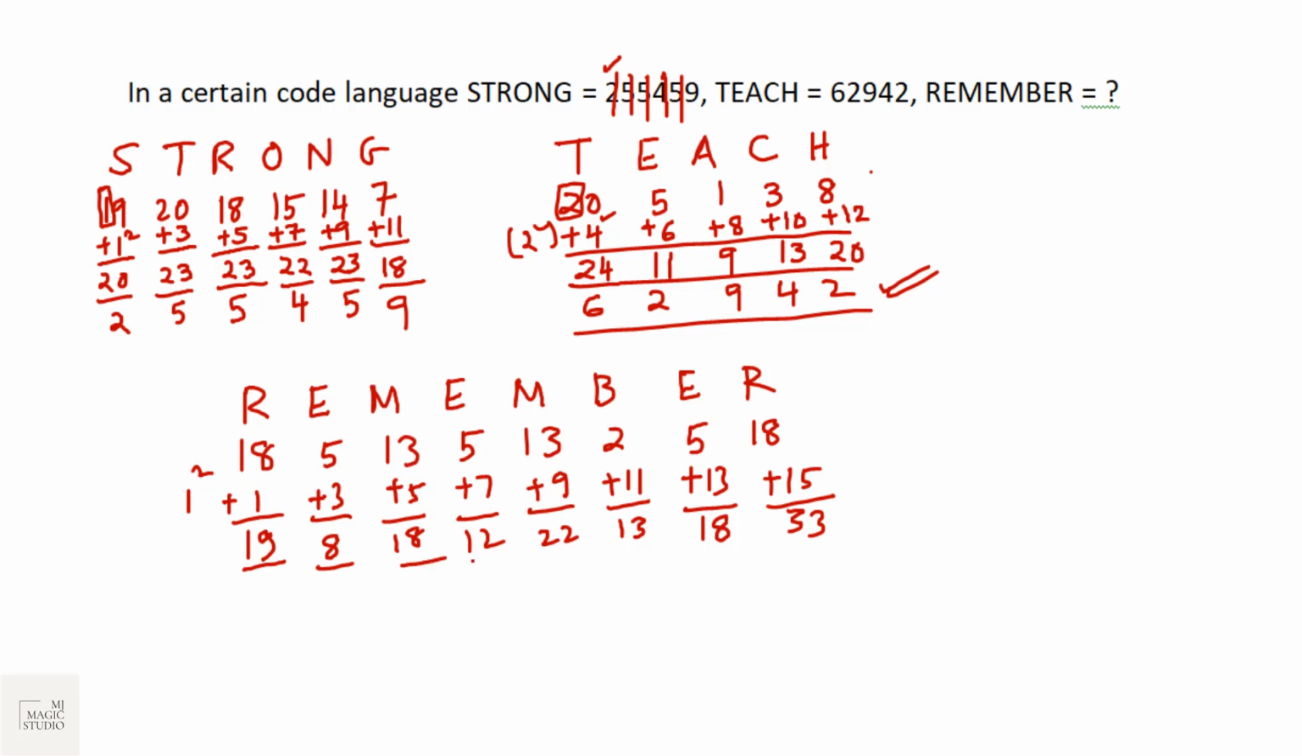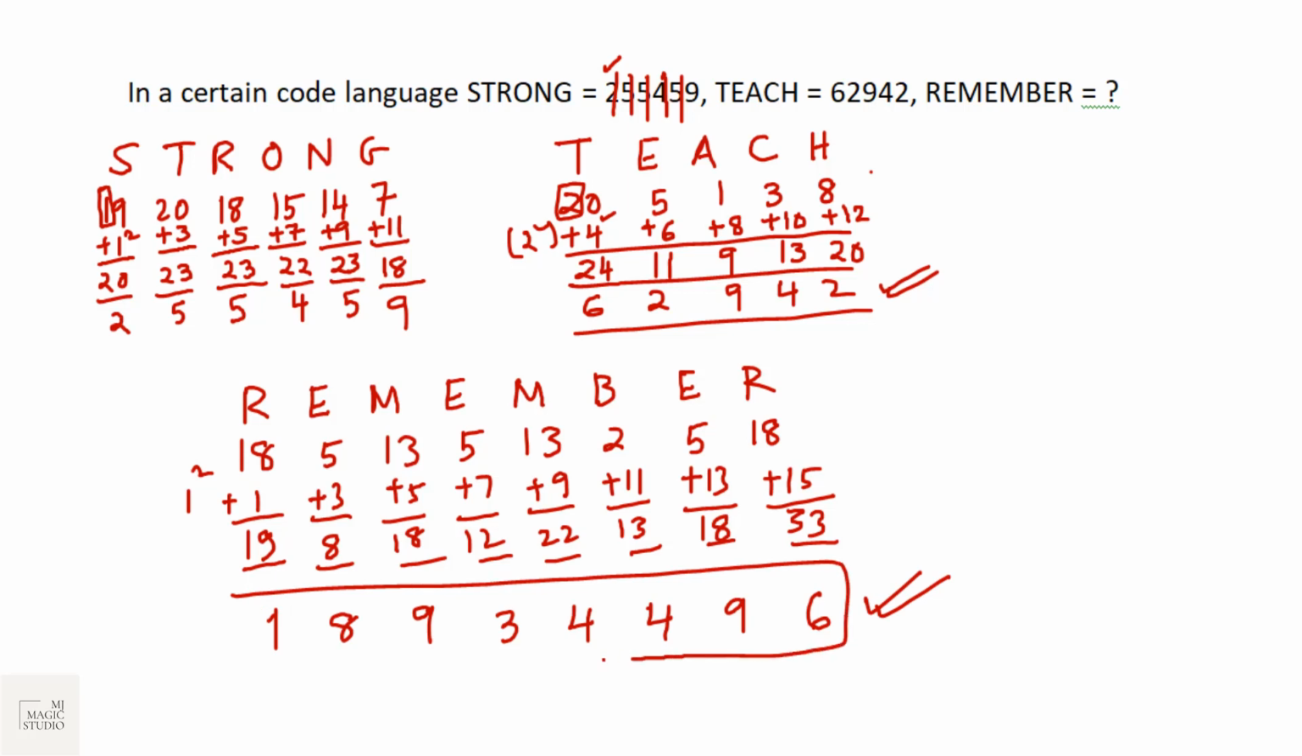So the code for remember would be the digit sum of this. 1 plus 9, that is 10, that is 1. 8, 1 plus 8, 9. 1 plus 2, 3. 2 plus 2, 4. 1 plus 3, 4. 1 plus 8, 9. 3 plus 3, 6. And I'll type in this. The code for remember is 189 344 96, and that is the answer.